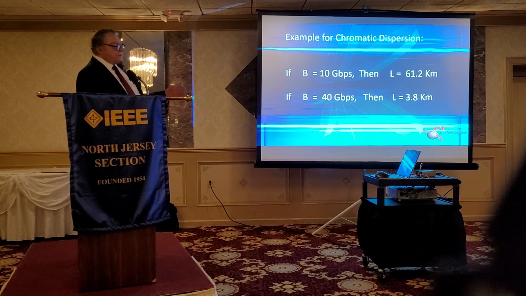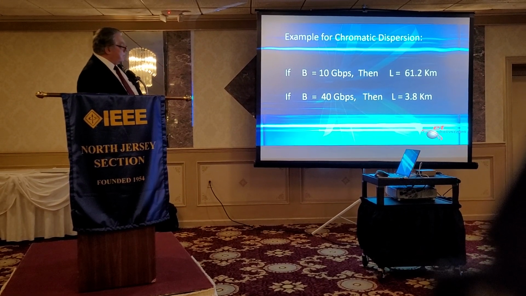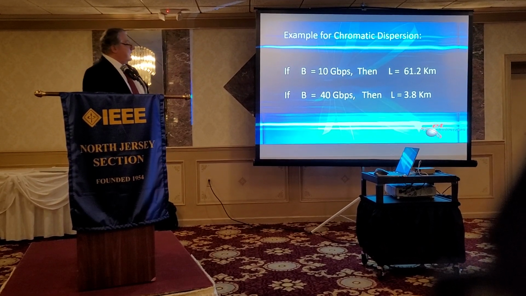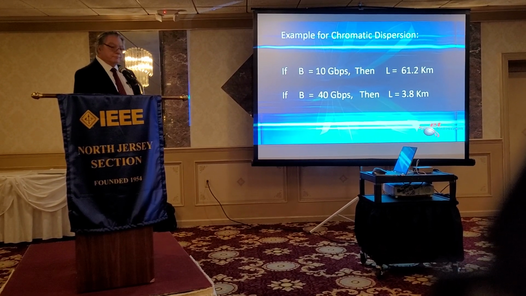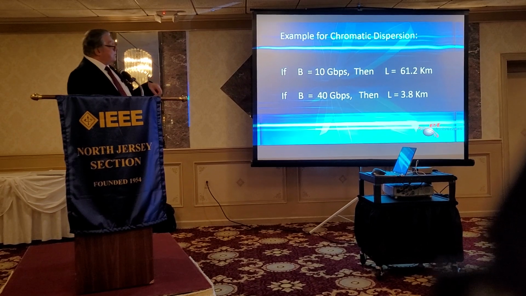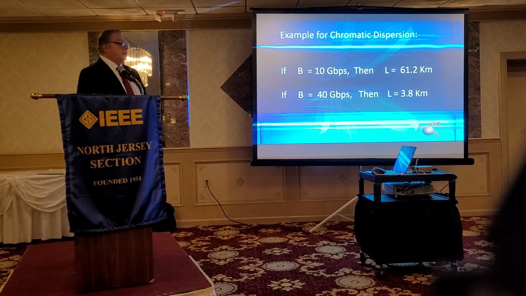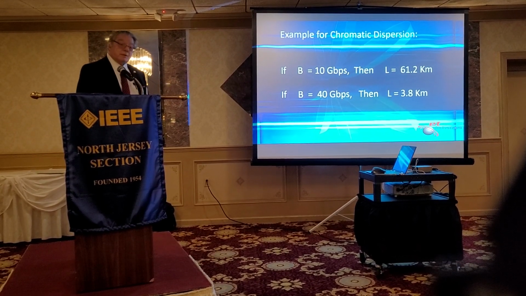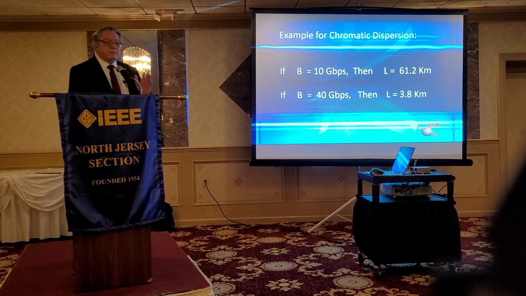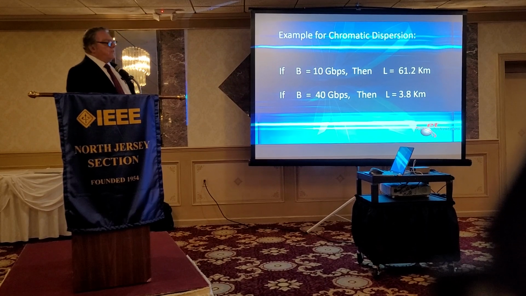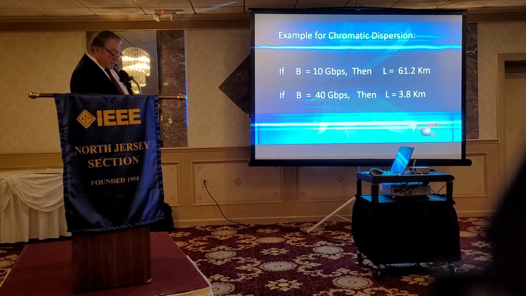Right. So if we choose a bandwidth of 10 gigabits per second, and we use that equation, we find that the maximum distance we can use a fiber is 61 kilometers. If we decide to put 40 gigabits per second, it will be only 3.8 kilometers. That means we need dispersion corrections every 3.8 kilometers.